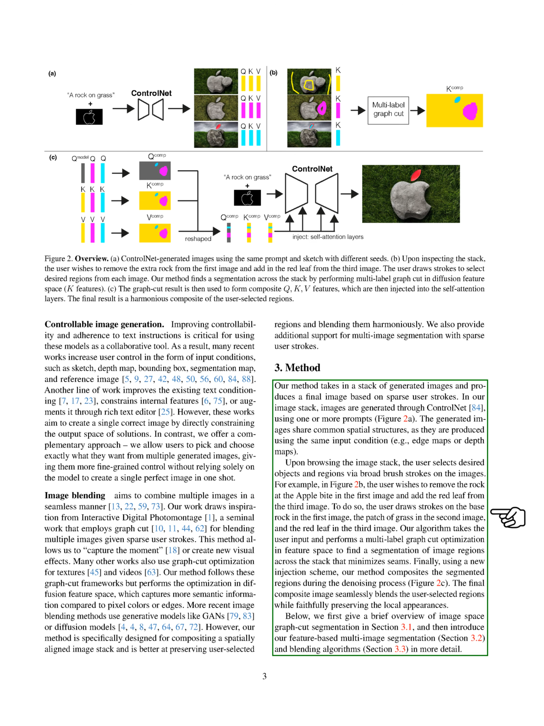Next, we provide a brief overview of image space graph cut segmentation, followed by a detailed explanation of our feature-based multi-image segmentation and blending algorithms. In terms of segmentation, graph cut techniques are commonly used in various image tasks, including synthesis and analysis. We focus on multi-label graph cut in image space, where we have a stack of images labeled from 1 to n. Our goal is to assign a label to each pixel in the output image, ensuring that if a pixel is assigned a label, it matches the corresponding pixel in the selected image.